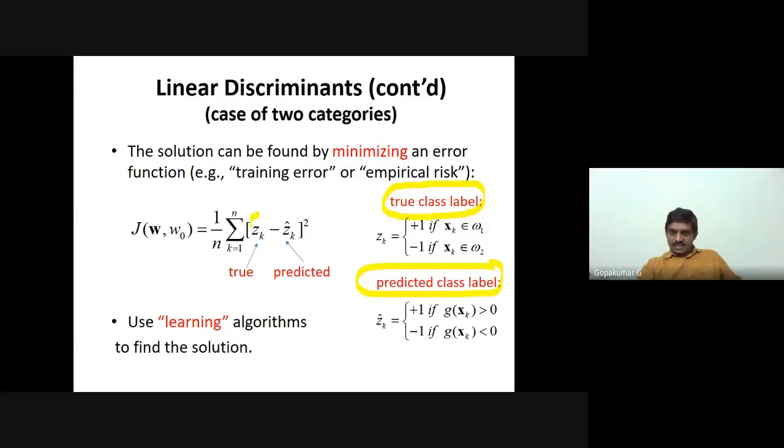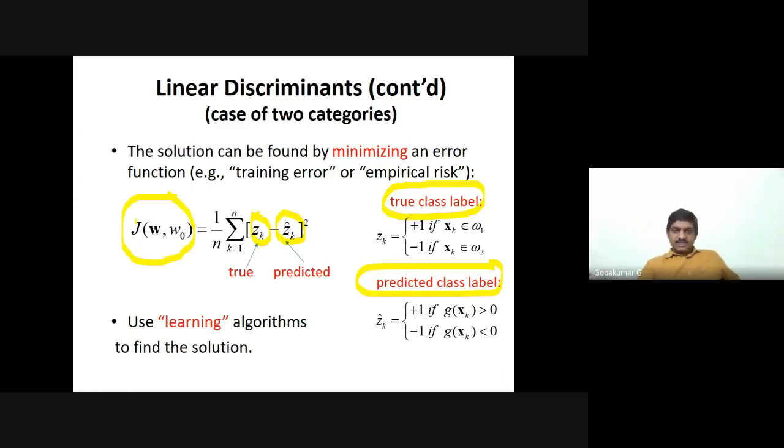That is z_k and z_k cap, the true class level and the predicted class level. A difference of zero means they are the same, so the error is zero. If zero is the true class level and the predicted class level is also zero, then there is no error and your model is perfect. If one is the true class level and your model predicts zero, then there is an error of one. So we take (z_k minus z_k cap) the whole square. This squared error is generally the error function used, and we define this term as the error function.